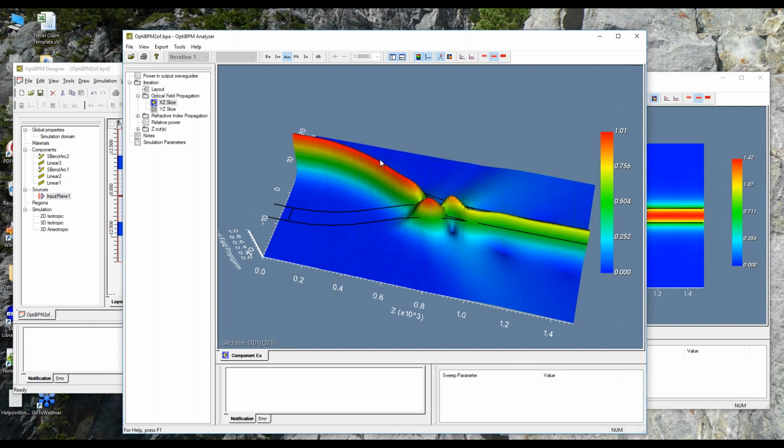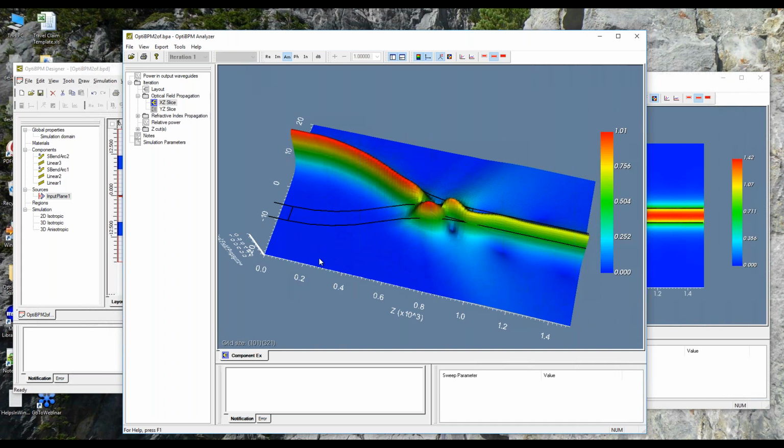So you have unit power coming in and only half of it being transmitted. What happens to the other half? It gets radiated away. It's a little bit mysterious.